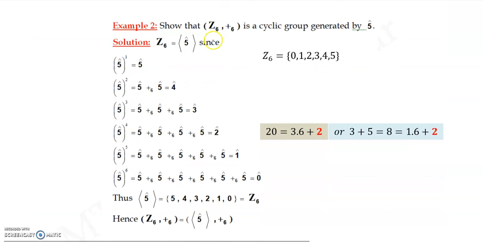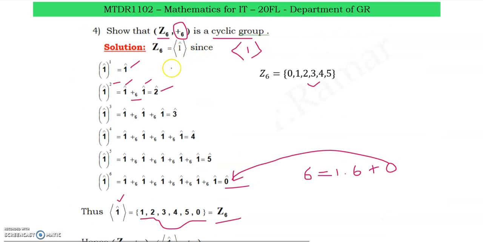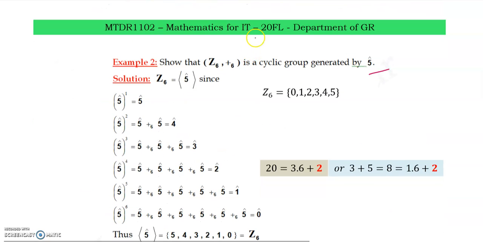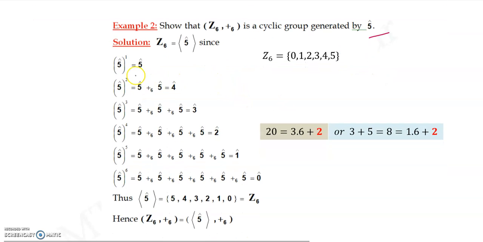Now you see here, Z6 under addition modulo 6 is a cyclic group generated by 5. In the previous example we proved that Z6 under addition modulo 6 is generated by 1. Similarly, here we are checking it is generated by 5. In a similar way you write 5 power 1 means 5. 5 power 2 means you write 5 two times, and in between apply addition modulo 6. Now 5 plus 5, first you add, 10. You apply the modulo 6, which means remainder 4.